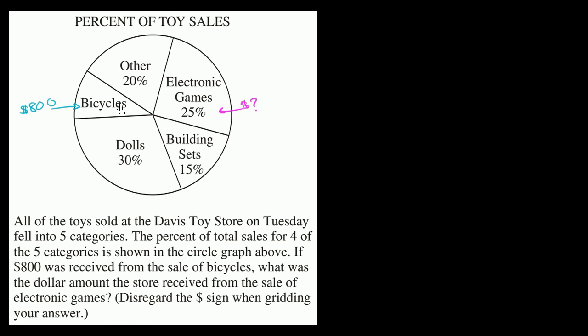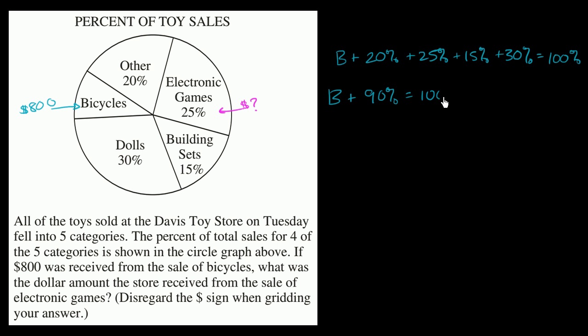All right, so they gave us the percentages for all of these other things. All of these combined are going to add up to 100%. So let's see, the percentage of bicycles plus 20%, plus 25%, which is electronic games, plus building sets is 15%, plus dolls is 30%. That's all going to add up to 100%. So what does this stuff on the right add? We have the percentage for bicycles plus, let's see, 20 plus 25 is 45, plus 15 is 60, plus 30 is 90. So B plus 90% is equal to 100%.